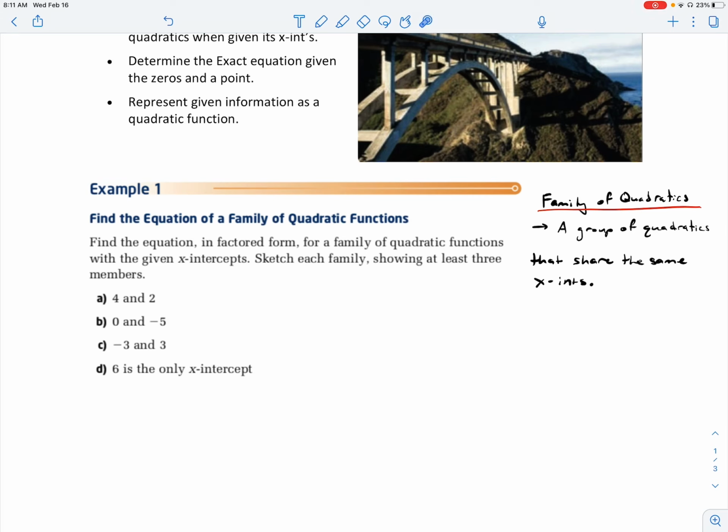Let's do this first example. It says find the equation of a family of quadratic functions. When you find the family, you're writing out a general equation that's going to represent all of them. It says find the equation in factored form for a family of quadratic functions with the given x-intercepts. These are the x-intercepts that are listed. It says sketch each family showing at least three members. This shouldn't be too bad.